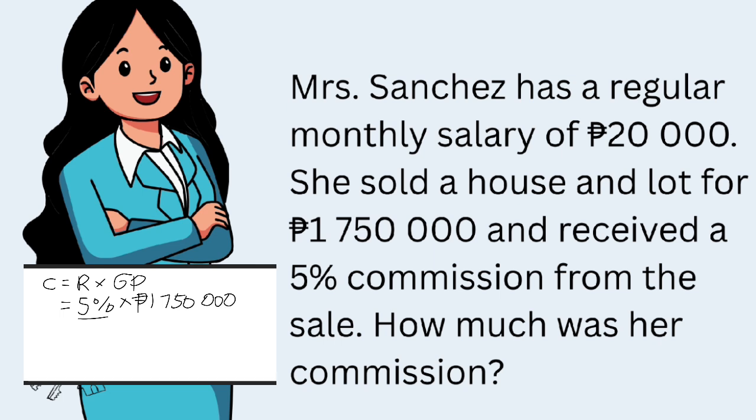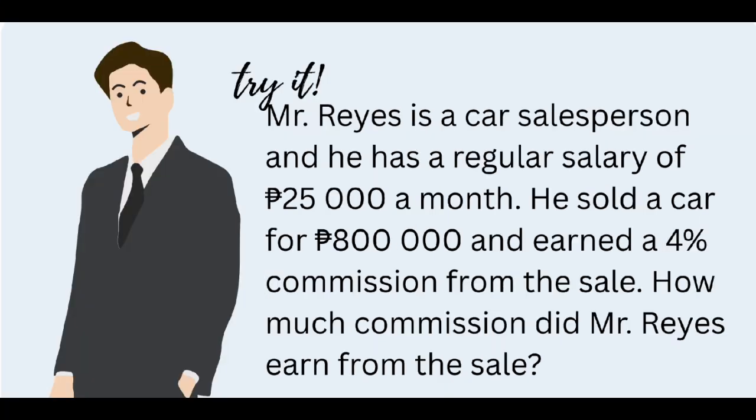And the next one is we will convert this 5% into decimal point, and it will become 0.05 times 1,750,000 pesos. And 0.05 times 1,750,000 pesos is 87,500 pesos. So challenge yourself by answering this activity.